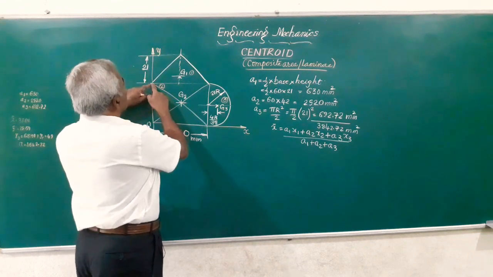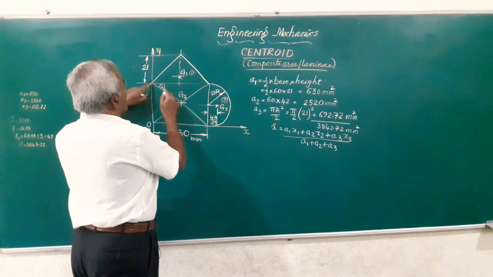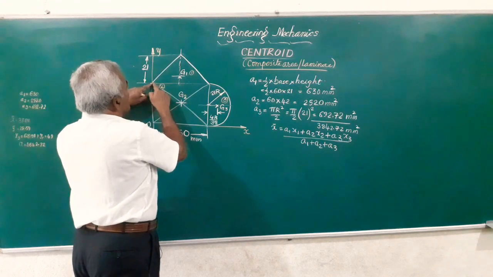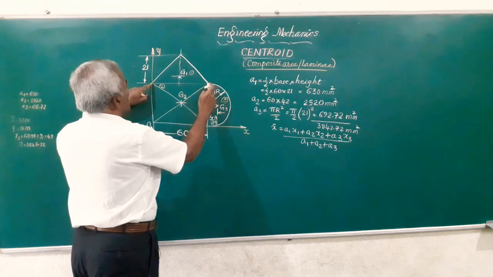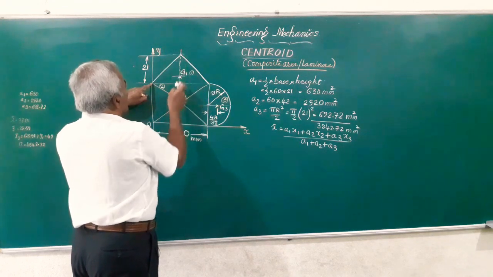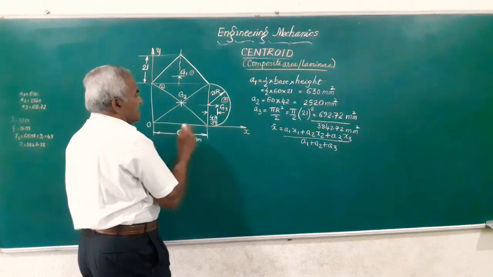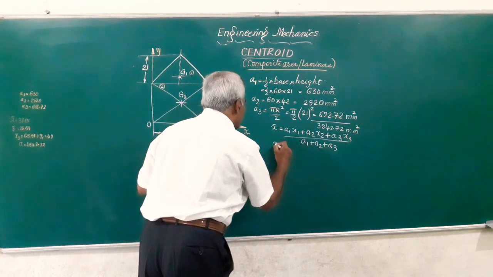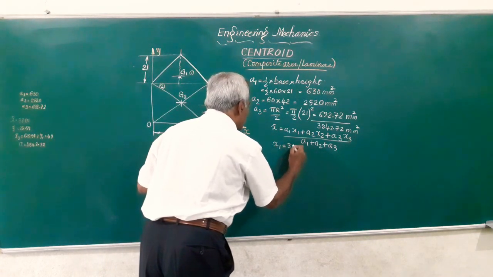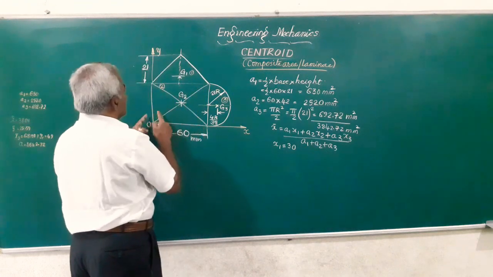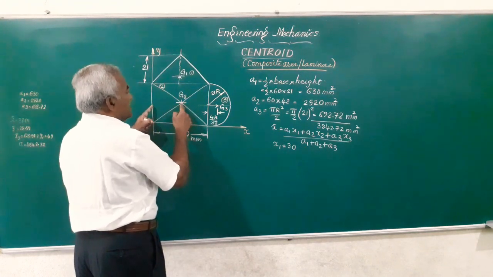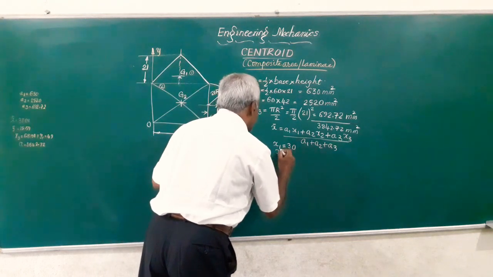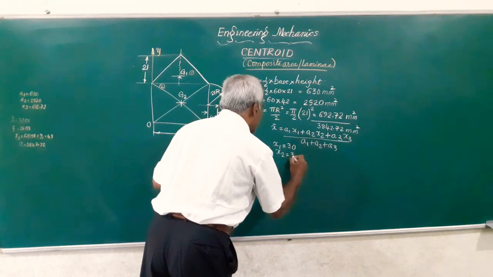Friends, here this is our x1. So from the y axis, this is equal to 60 by 2. This is totally 60. The center of gravity is here, so this is 30. So x1 is equal to 30 mm. Then x2 is this gap. This is 60. 60 divided by 2 is again 30. x2 is equal to 30.